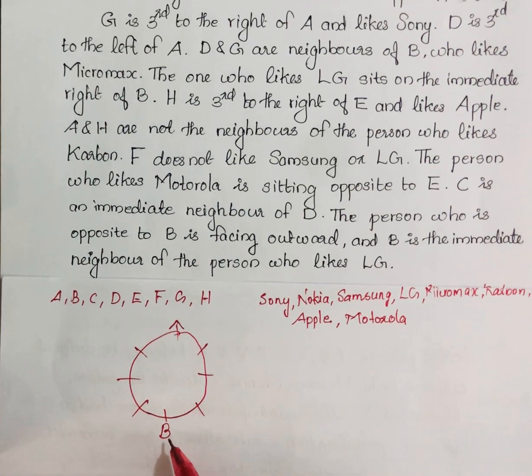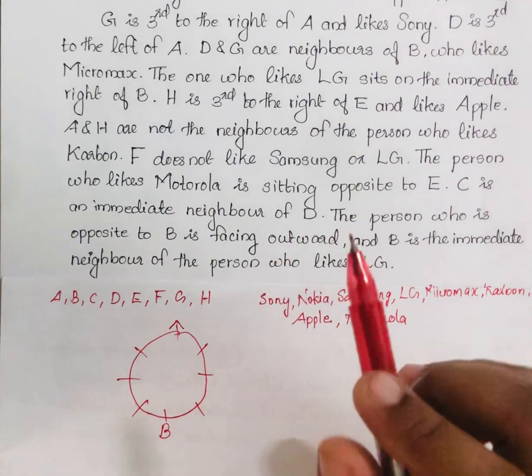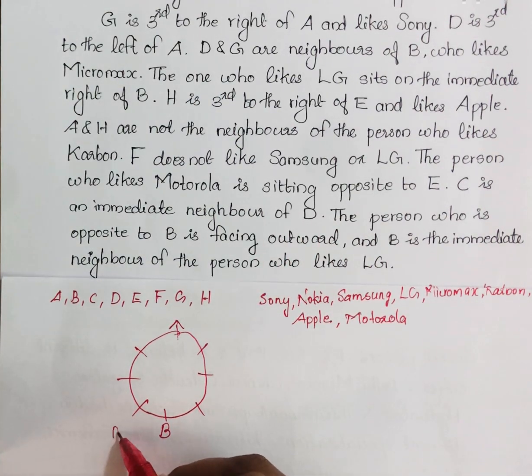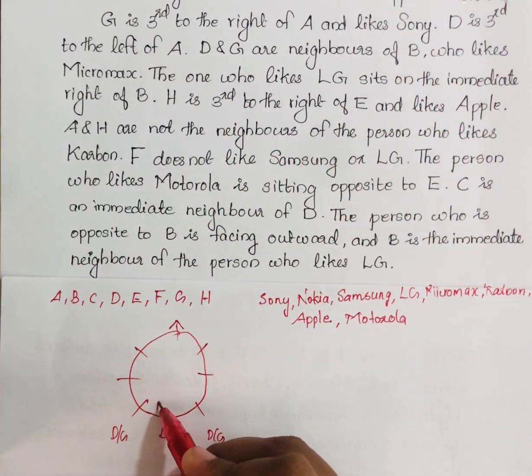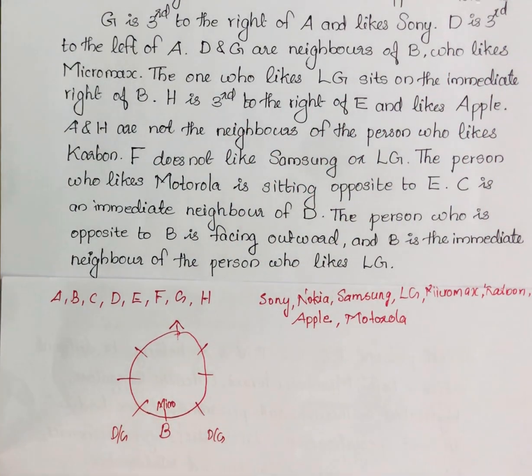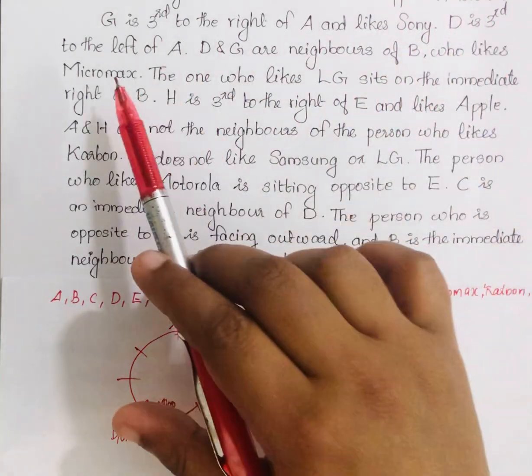Then we have to check whether any condition related to B is given or not. One condition is there: D and G are immediate neighbors of B. So D and G are neighbors means we can write down D or G as immediate neighbors. It is not sure about that. And one more thing is given: B likes Micromax. B's phone is clearly given as Micromax. And the conditions related to D and G are given: G is third to the right of A and likes Sony. D is third to the left of A.